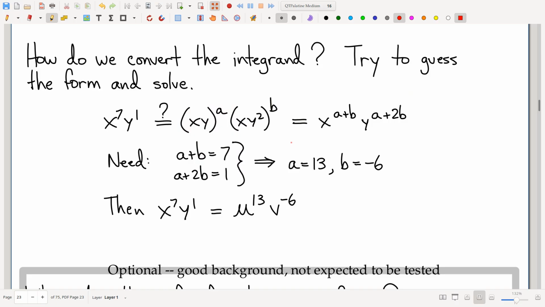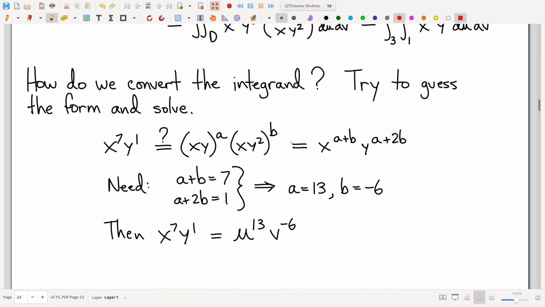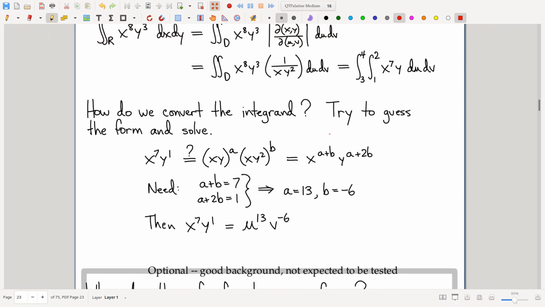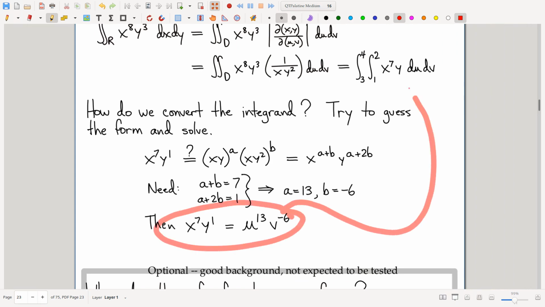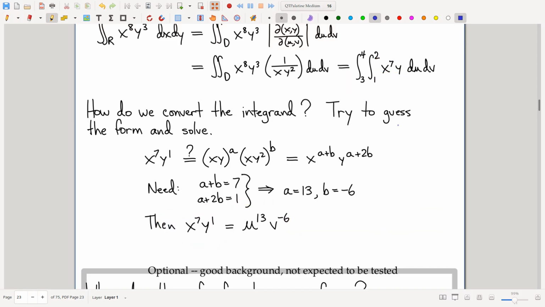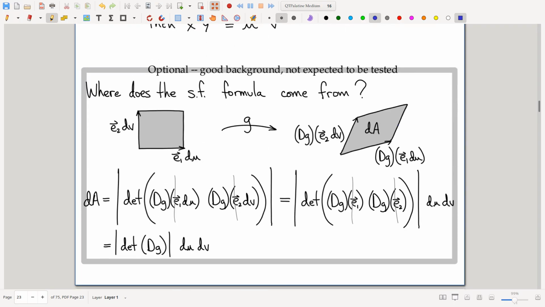All right. Okay, so then it's basically all over but the shouting. This then is what you plug in there. Then we have an integral that's entirely in terms of u's and v's, and off you go. Okay. Let's real quick talk about where the stretching factor formula came from. I'm going to leave some of the linear algebra details as an exercise for y'all to think through on your own. As always, talk to me.